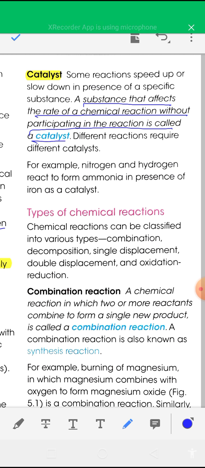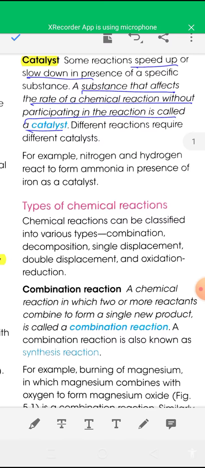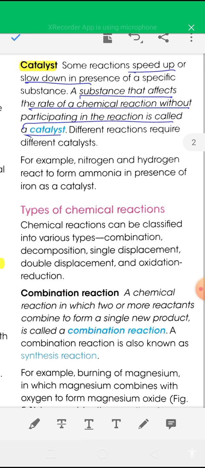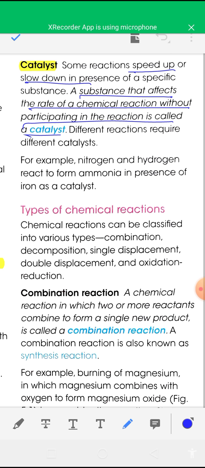So a catalyst is used to speed up or slow down the rate of a chemical reaction. Okay, so catalyst is also an important factor. Some reactions speed up or slow down in the presence of a specific substance, and a substance that affects the rate of a chemical reaction without participating in the reaction is called a catalyst. For different reactions, different catalysts are used. For example, in the reaction between nitrogen and hydrogen to give ammonia, iron is used as a catalyst.